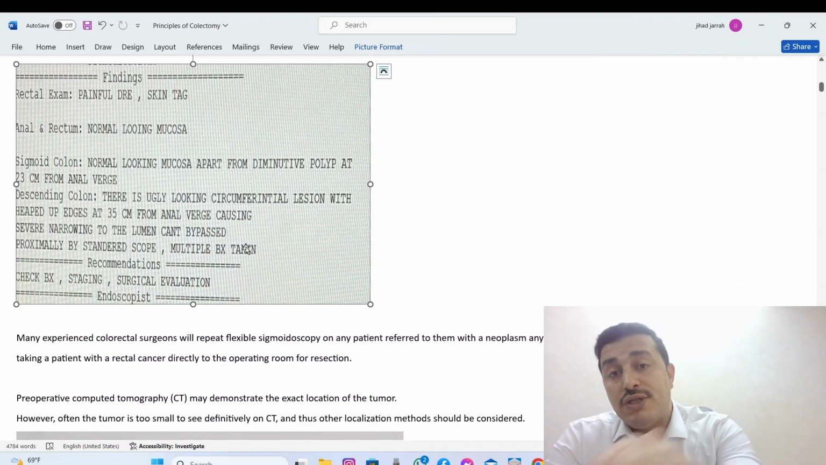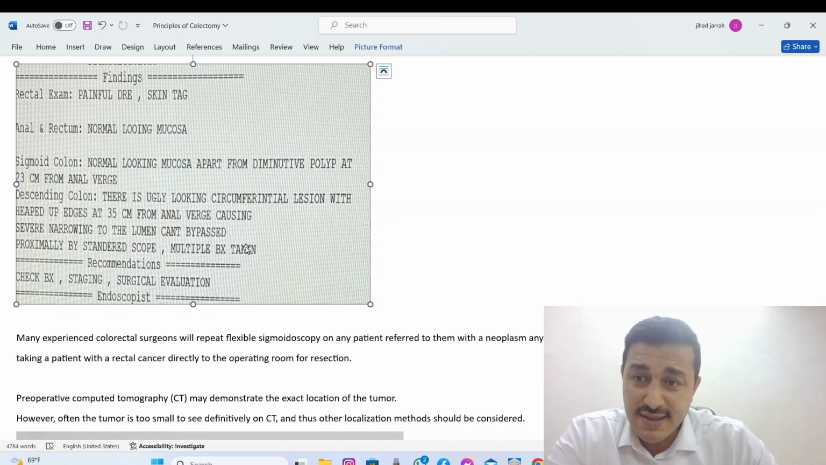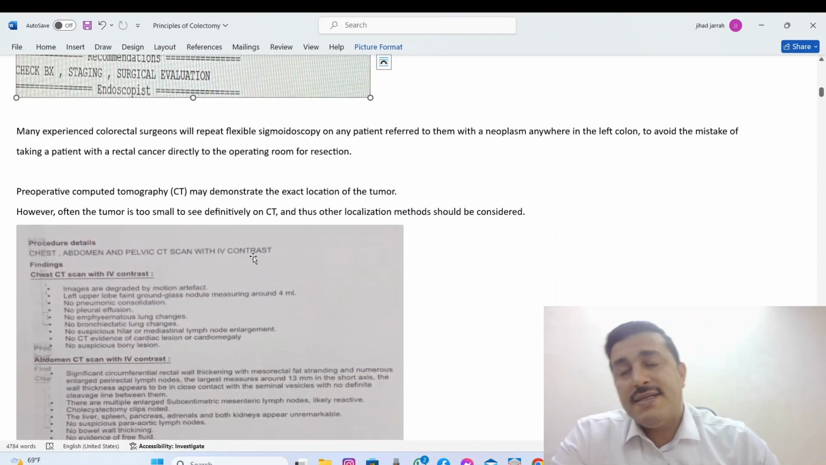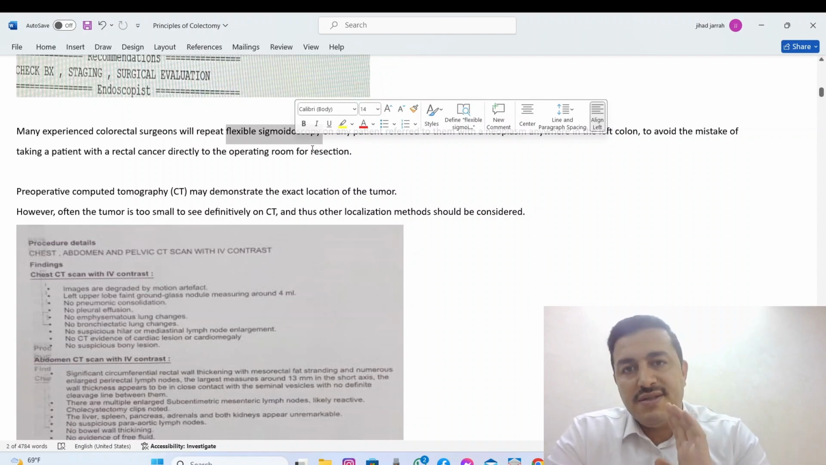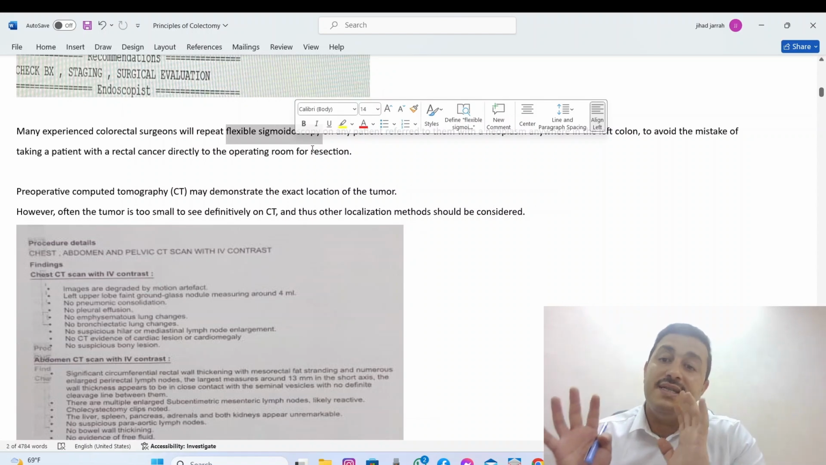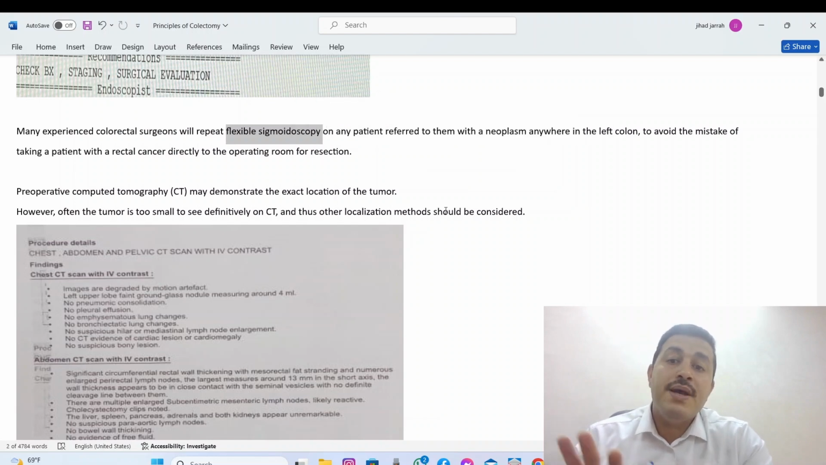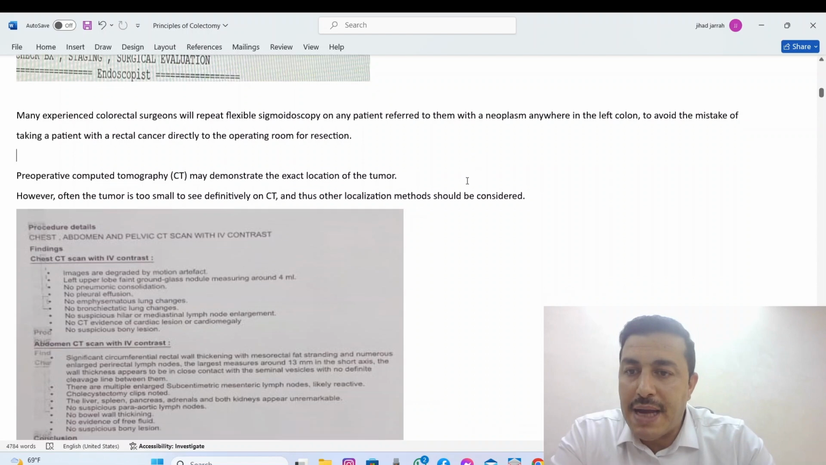Should we take this patient to the theater based on this? The answer is no. So what other modality do we have? Some surgeons repeat the flexible sigmoidoscopy, especially if the tumor is on the left side. Why? Because the left side is near the rectum and near the sigmoid, so the location of the tumor can change the treatment plan.